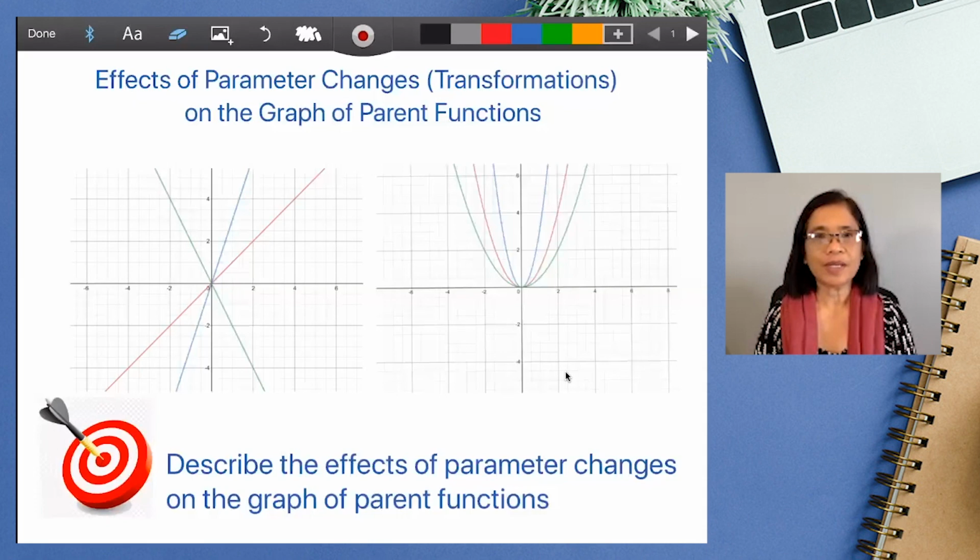Our lesson for today is describing the effects of parameter changes or transformations on the graph of parent functions. Before we start, please be ready with your supplies. You will need your pen, your notebook, and get ready with your devices also, as we will be using the Desmos graphing calculator to graph functions.